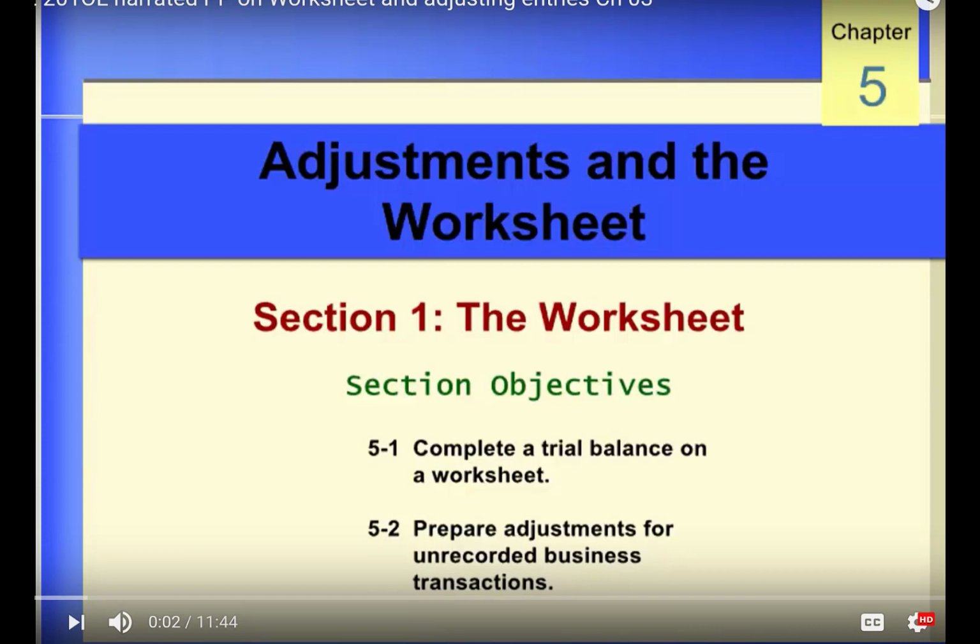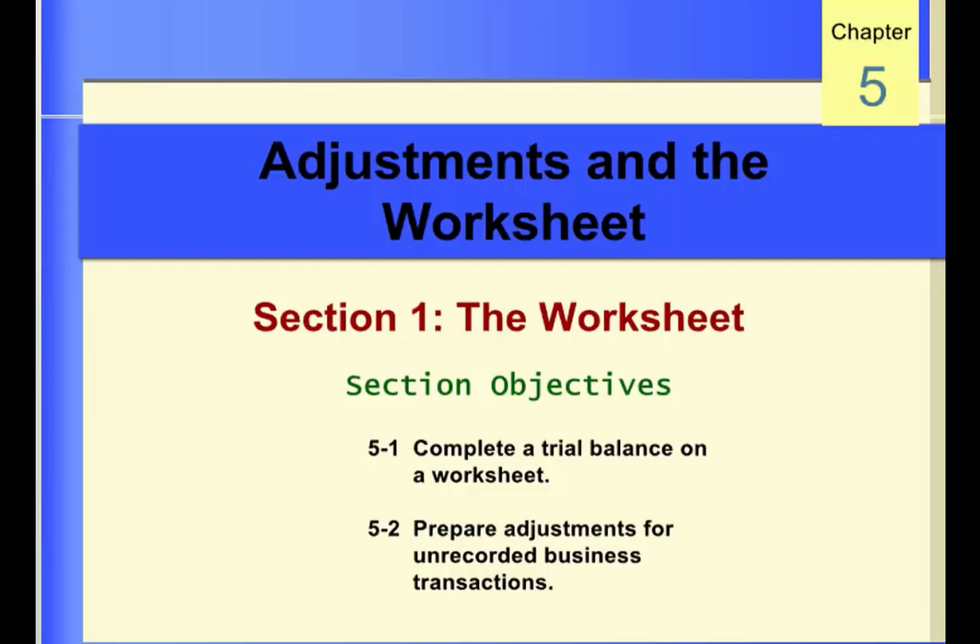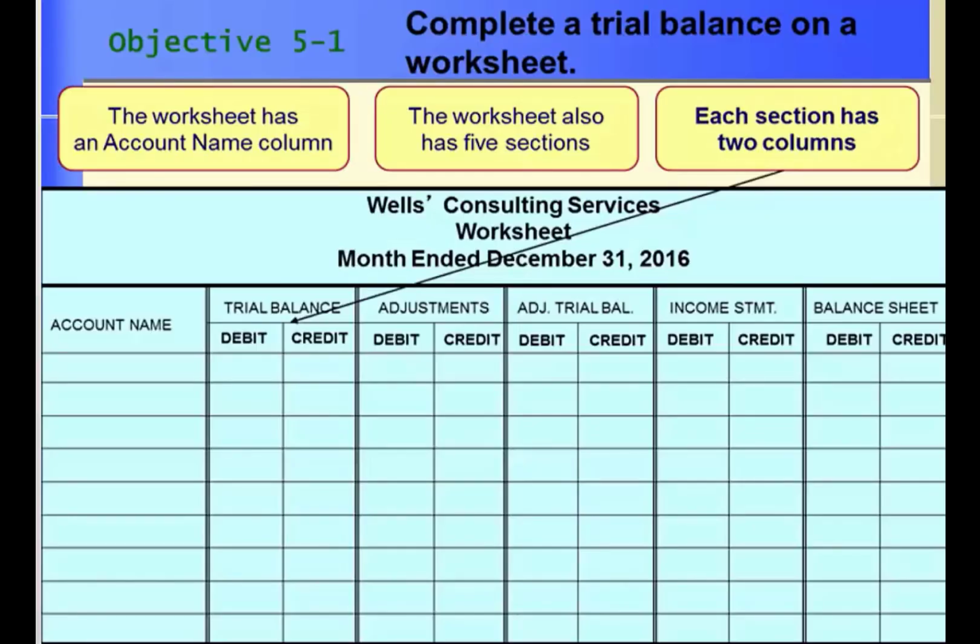Introduced and explained how to use the General Journal and the General Ledger. Chapter 5 shows how to complete and use the worksheet. It also shows how to prepare and record adjustments for unrecorded business transactions. We will also continue using the General Journal and General Ledger to journalize and post the new adjusting entries introduced in the chapter. Section 1 of the chapter introduces us to a worksheet.